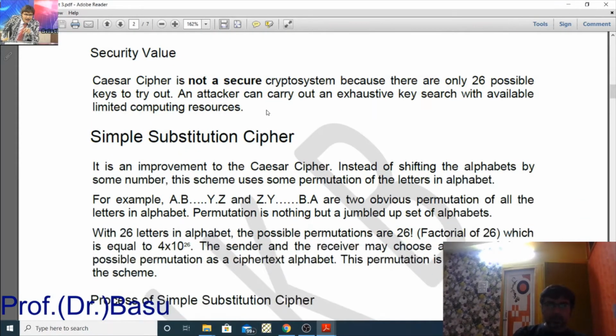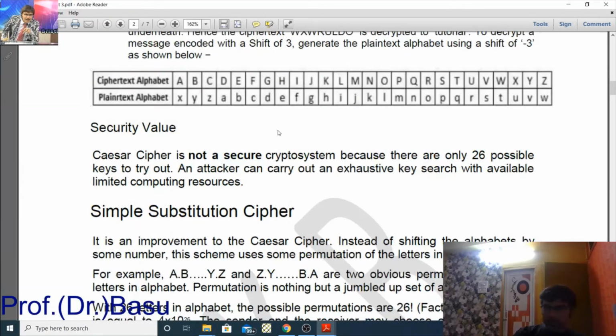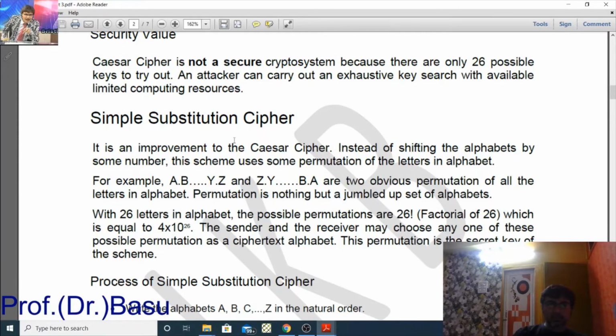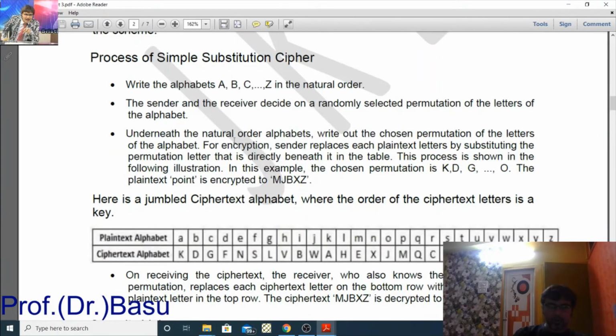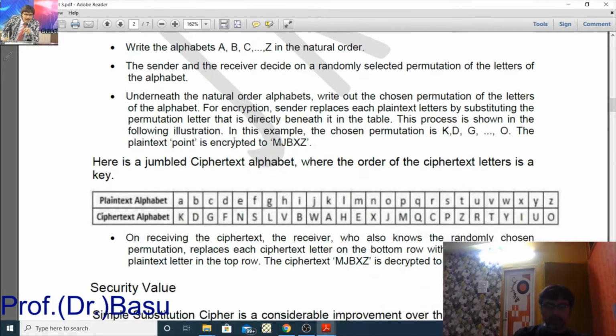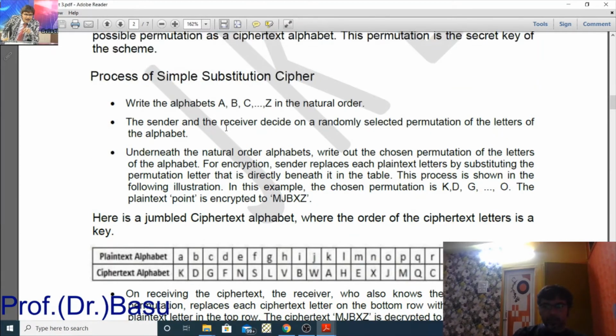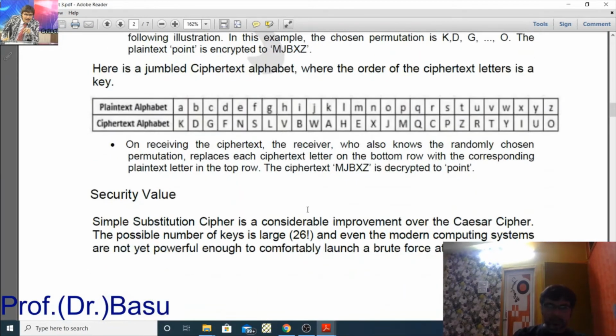It is not that secure, so it is not used nowadays. For the simple substitution cipher, you can go through it. Here, if P will be replaced by M, you just see the corresponding key of P. P will be replaced by M. O will be replaced by J, in this way, the same as this.